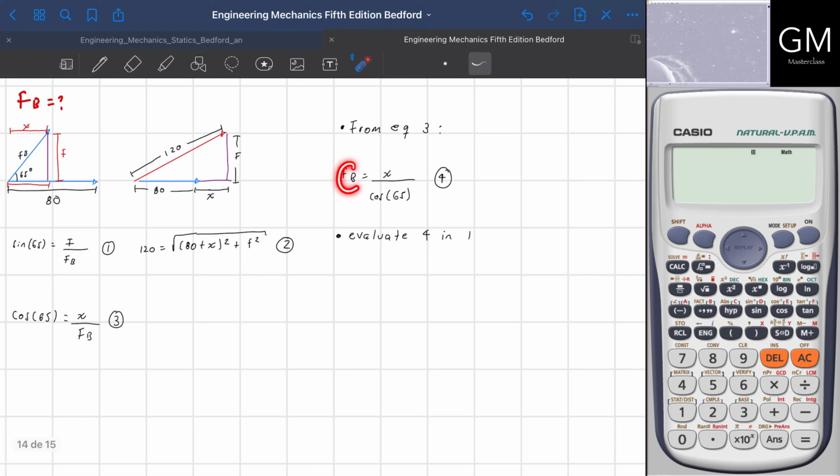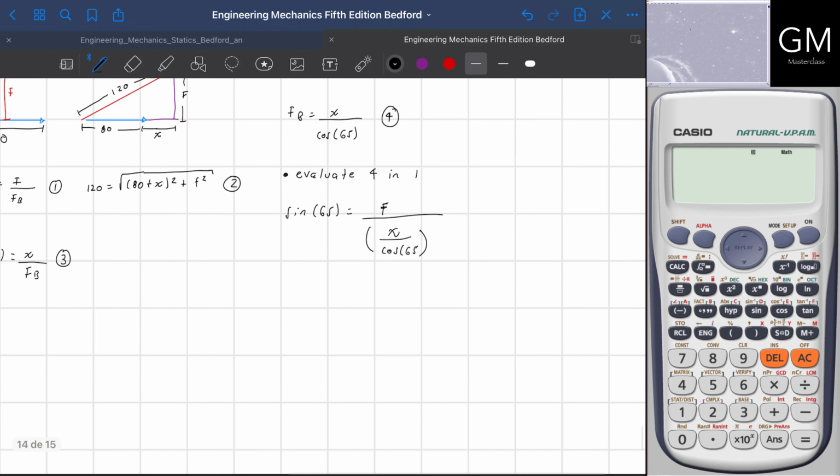So since this is equal to this, I'm going to replace this FB with this. Okay, so sine of 65 is equal to F divided by FB. In this case, FB is equal to x divided by cosine of 65. Everything looks good so far. Now what I'm going to do here is to solve this equation for f. I think that's better.